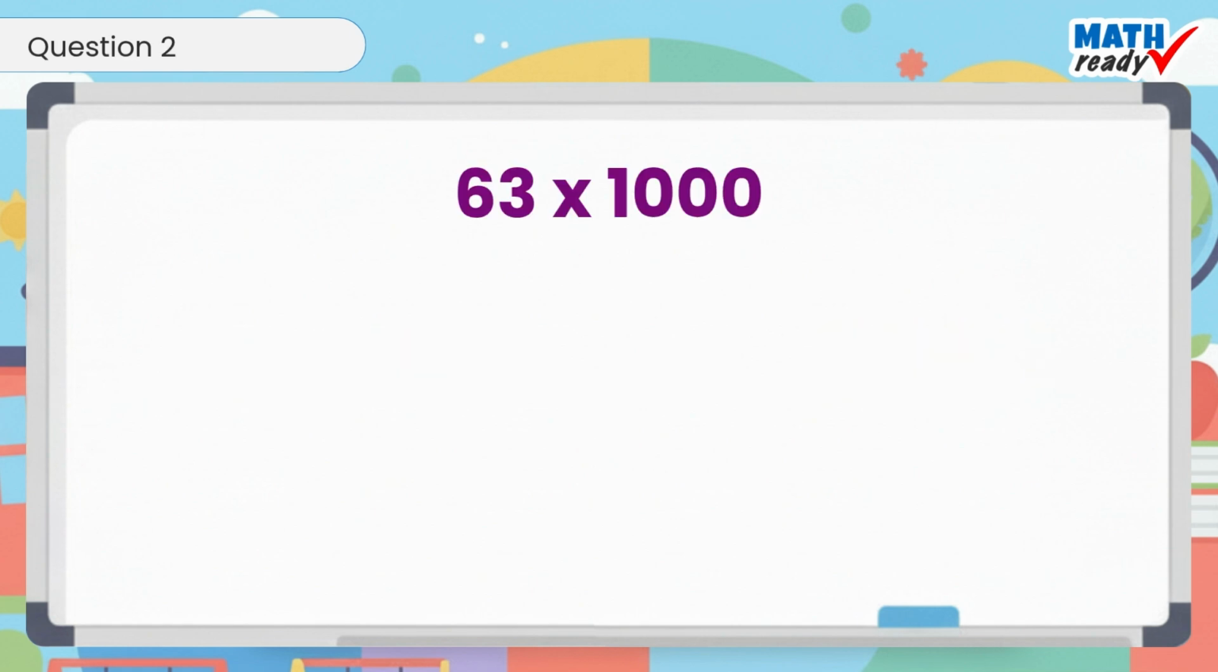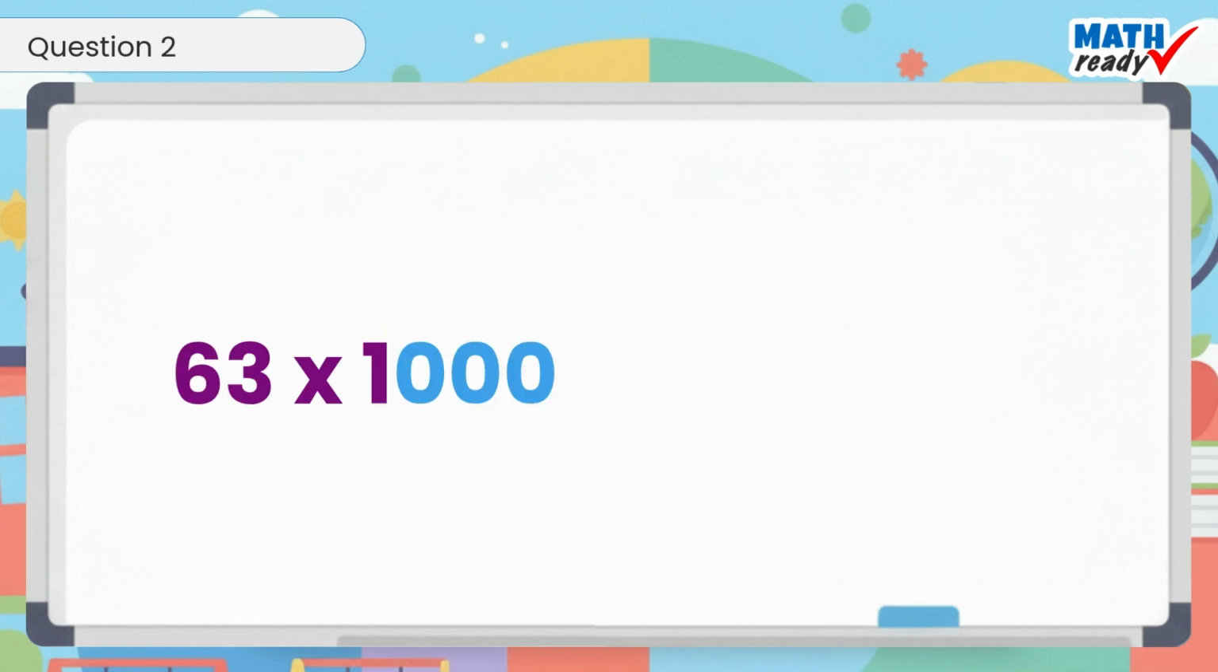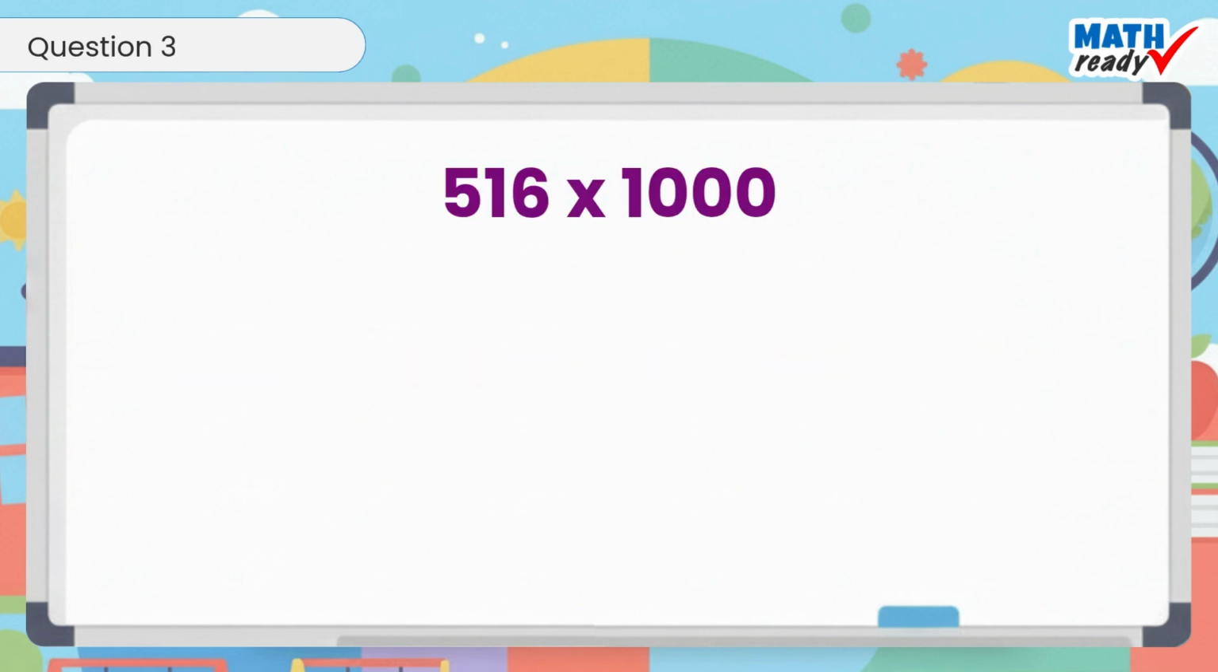Now let's look at the second example. 63 times 1,000. This number has 2 digits. All digits move 3 places to the left, and the hundreds, tens, and ones get replaced with zeros. Note, there are 3 zeros in the number 1,000, so the answer is 63,000.